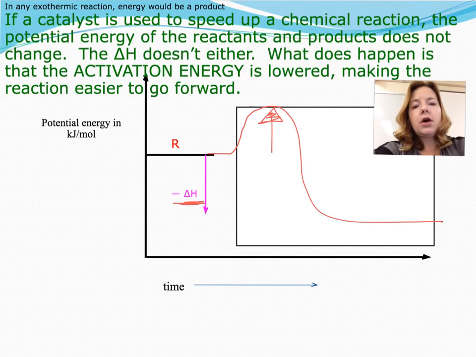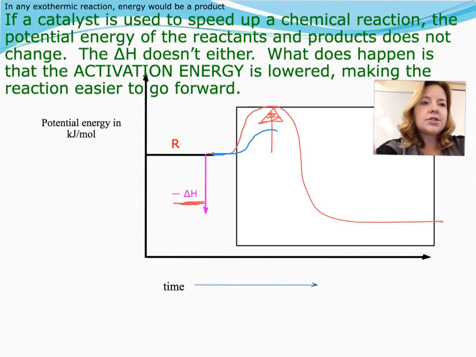We can actually lower our activation energy, and we do that with what is called a catalyst. So we can speed up chemical reactions by adding a catalyst, and so now instead of the chemical reaction taking the red line in energy, it only takes the blue line. But it still ends at the same location.